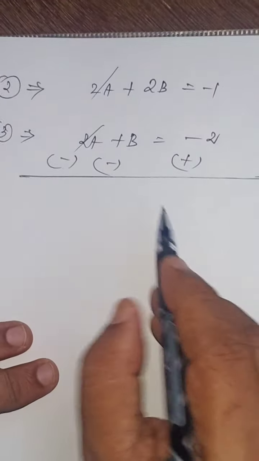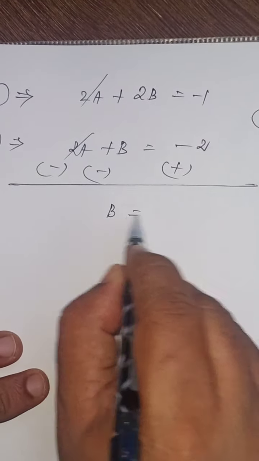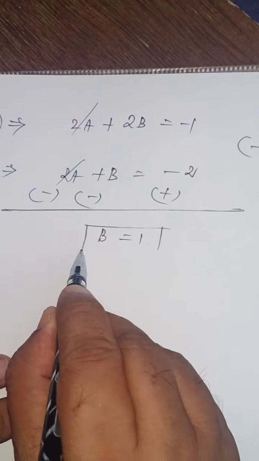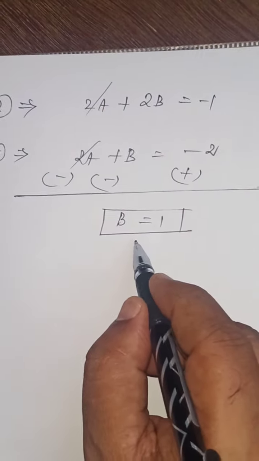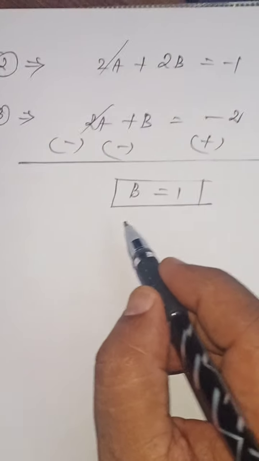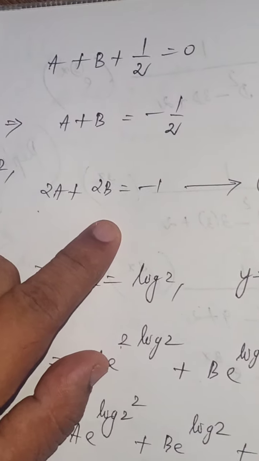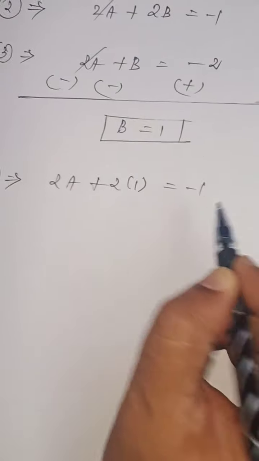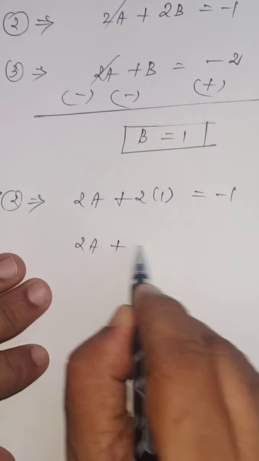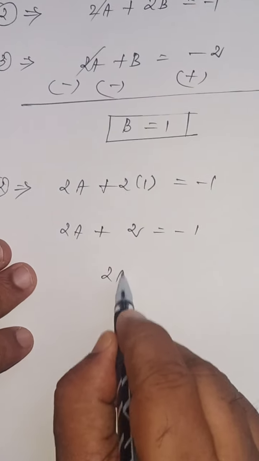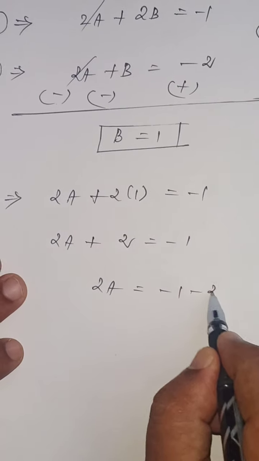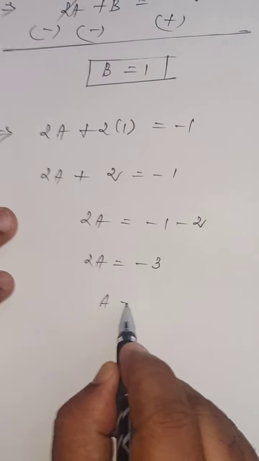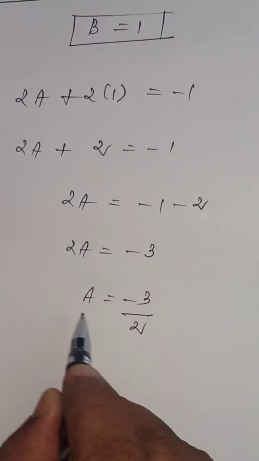Plus 2a minus 2a get cancelled. 2b minus b is equal to b, and minus 1 plus 2, that is equal to 1. I got the value of b. Now substitute the value of b in equation number 2 or 3. I take equation number 2. Therefore, equation number 2 implies 2a plus 2b, with b value 1, is equal to minus 1. 2a plus 2 ones are 2, that is equal to minus 1. 2a is equal to minus 1, plus 2 comes to the right hand side, minus 2. 2a is equal to minus 1 minus 2, that is equal to minus 3. Therefore, a is equal to minus 3 divided by 2.